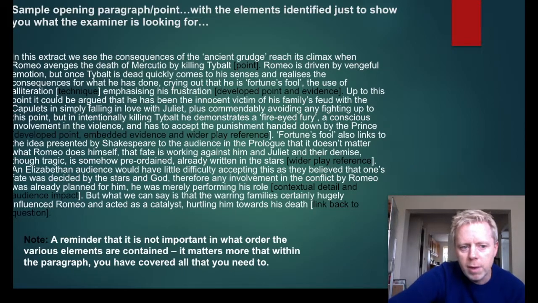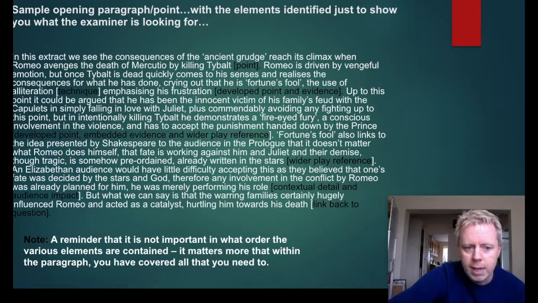Romeo is driven by vengeful emotion, but once Tybalt is dead, quickly comes to his senses and realises the consequences for what he has done, crying out that he is fortune's fool, the use of alliteration emphasising his frustration. Up to this point, it could be argued that he has been the innocent victim of his family's feud with the Capulets in simply falling in love with Juliet, plus commendably avoiding any fighting up to this point. But in intentionally killing Tybalt, he demonstrates a fire-eyed fury, a conscious involvement in the violence, and has to accept the punishment handed down by the prince.